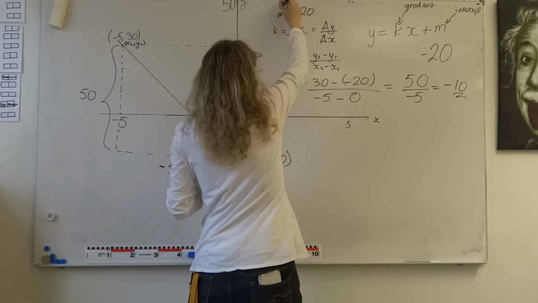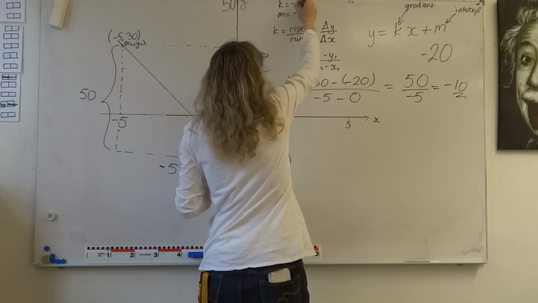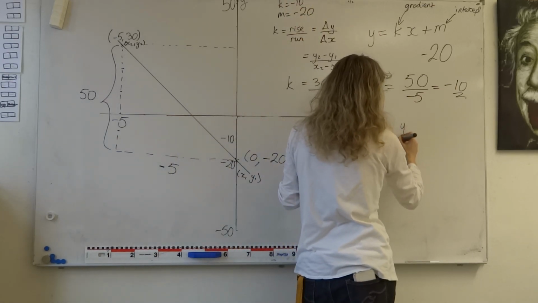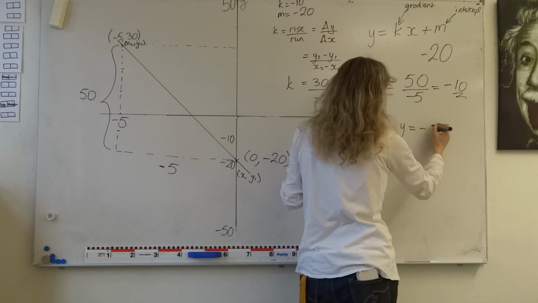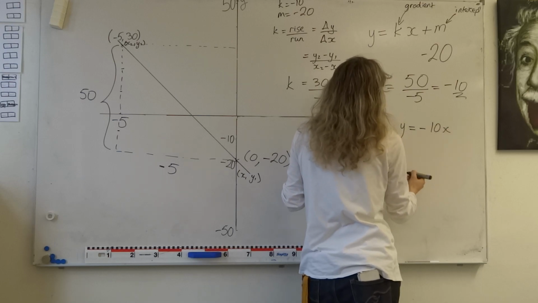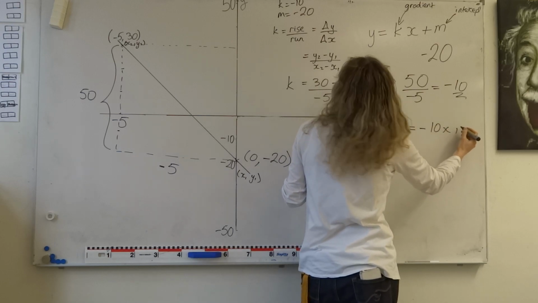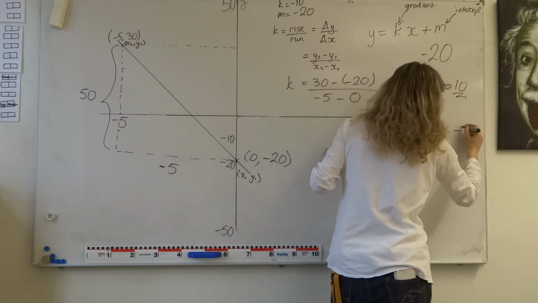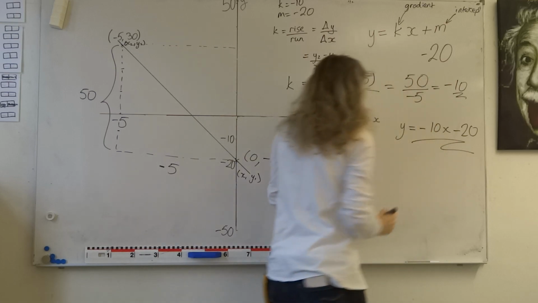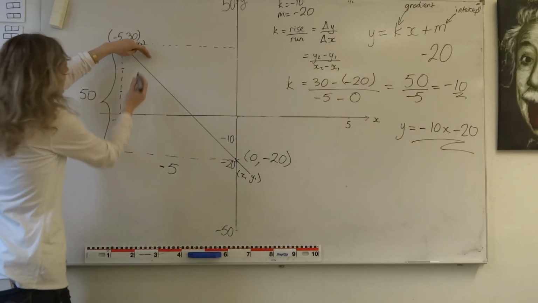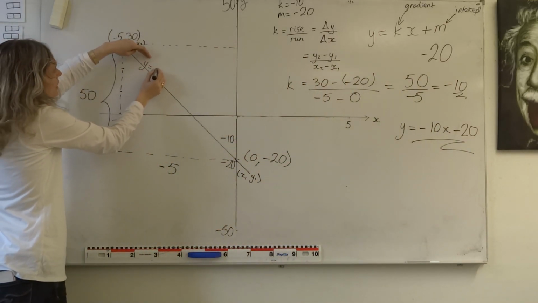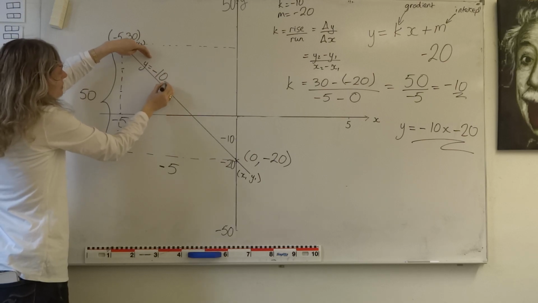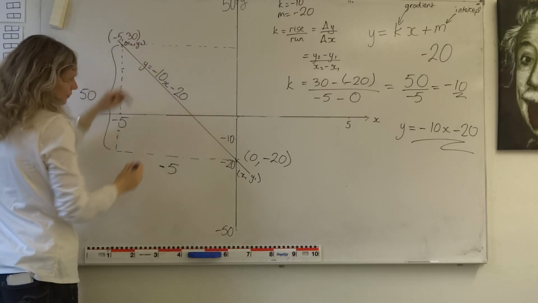so we can put that into our formula now as well. k equals minus 10. So our equation of the line is going to be y equals minus 10, lots of x, plus m, which is minus 20. So this line can be represented by the equation y equals minus 10x minus 20.